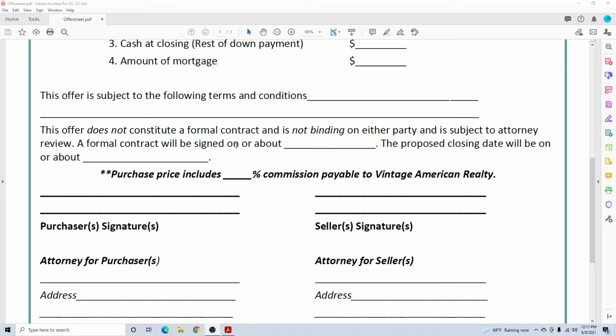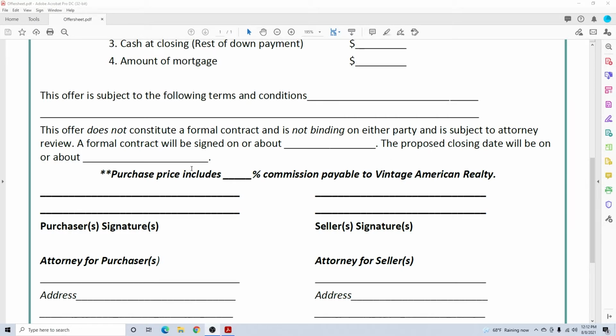A formal contract will be signed on or about. Now you can put ASAP here if you want to show urgency and it's a hot house and you want to get a little advantage. Or you could put about 10 business days, about 2 weeks. Generally, we put about 10 business days, just an approximation, doesn't really mean much. But again, you might want to put ASAP.